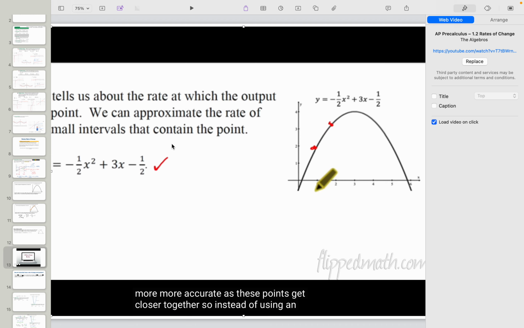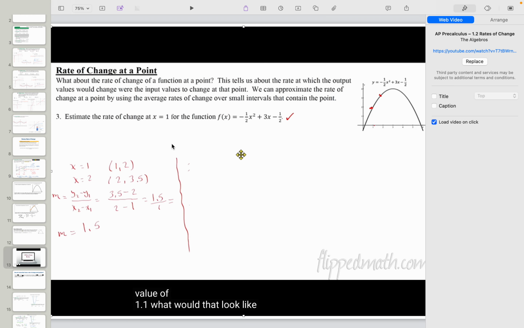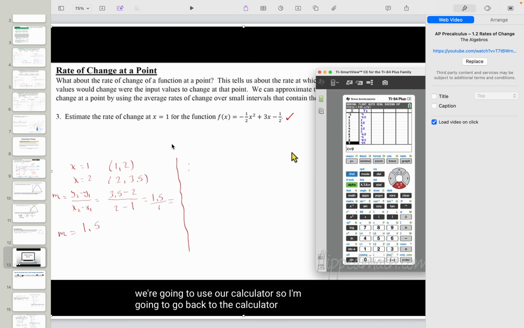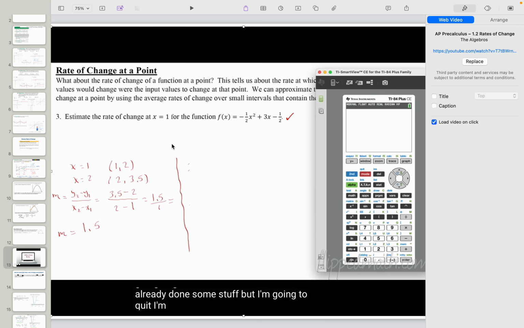So instead of using an x value of 1 and an x value of 2, let's use an x value of 1 and another x value of 1.1. What would that look like? Well, these are hard calculations, so we're going to use our calculator. I'm going to go back to the calculator. I've already done some stuff, but I'm going to quit and show you.